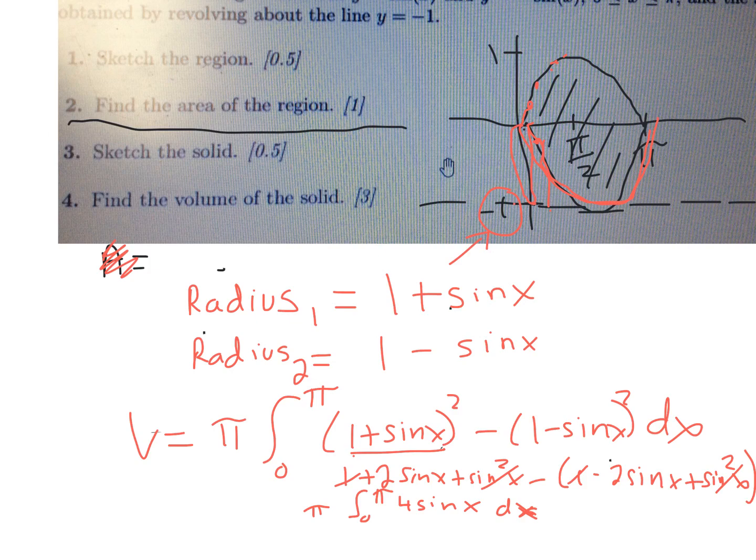4 times the negative cosine of x. And then you can just substitute in your 0 to pi and multiply by pi, and you'll have the volume. So I hope that helps you get started on your quiz.